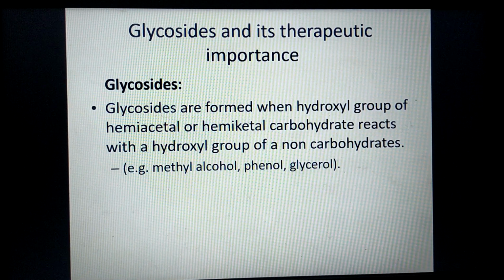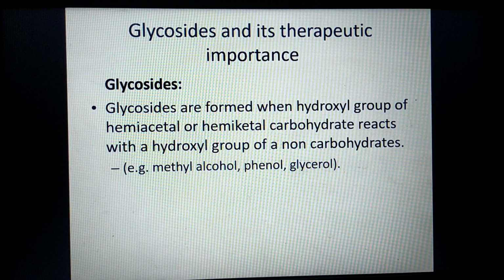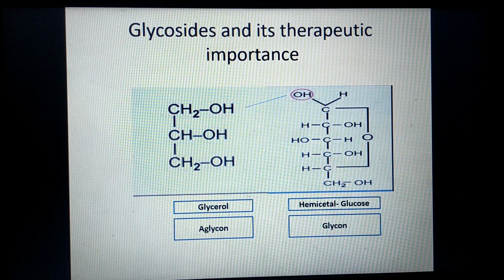Coming to the definition of glycosides, when the hydroxyl group of hemiacetal and hemiketal carbohydrate reacts with the hydroxyl group of a non-carbohydrate compound. These non-carbohydrate compounds may be methyl alcohol, phenol or glycerol. So this is the diagrammatic representation of the glycoside.